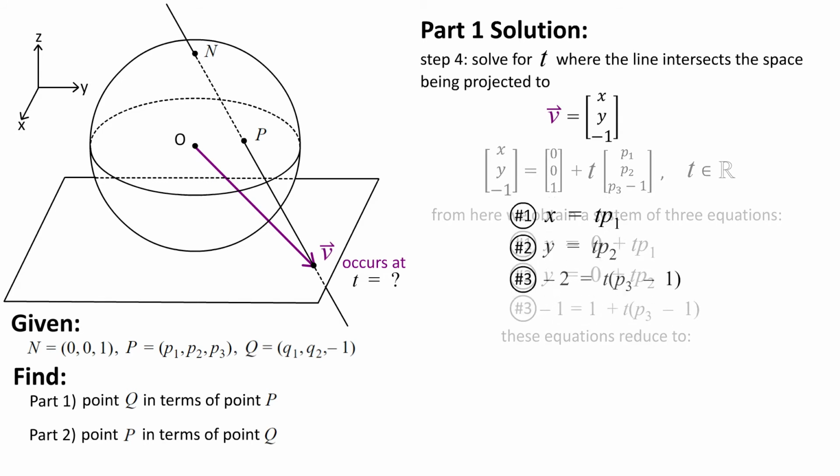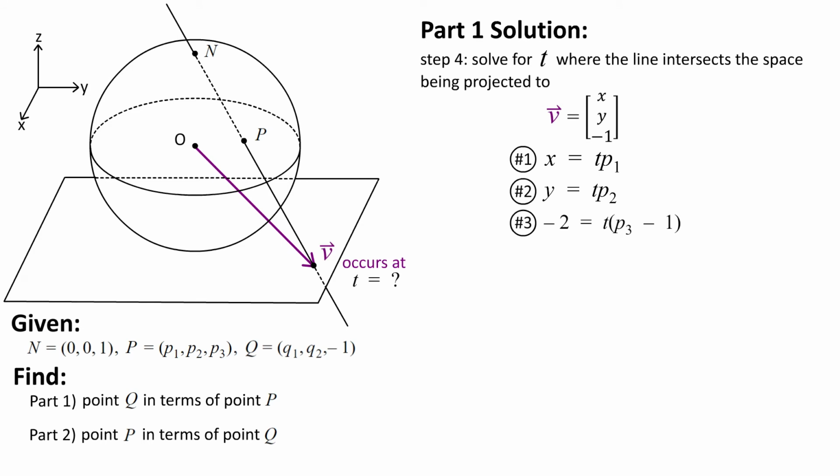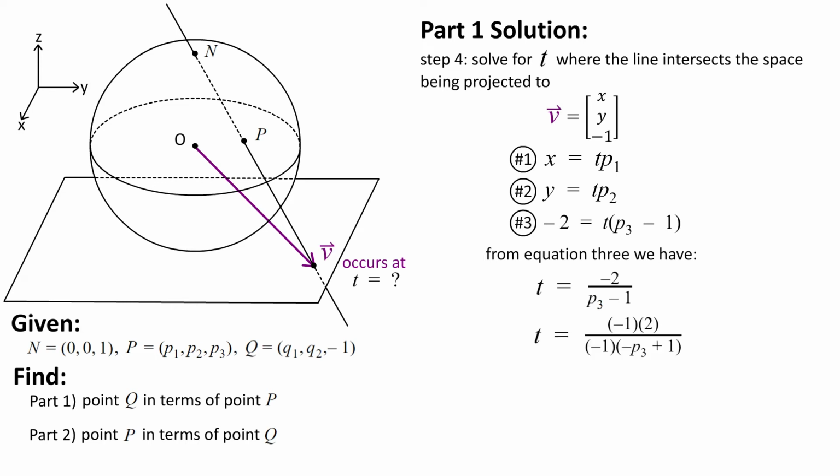If we look at equation 3 a little closer, we can see that it contains the value of t in terms of p within it. That's just what we need, so let's reduce it even further. Therefore, from equation 3, we have t equals -2 over (p3 minus 1). Factoring out a -1 from the numerator and denominator, we're then left with t equals (-1 times 2) all over (-1 times (-p3 plus 1)). The -1s cancel out, and we get t equals 2 over (1 minus p3).